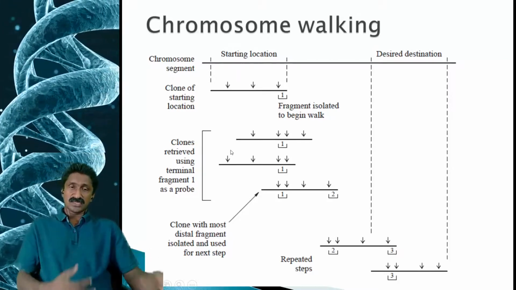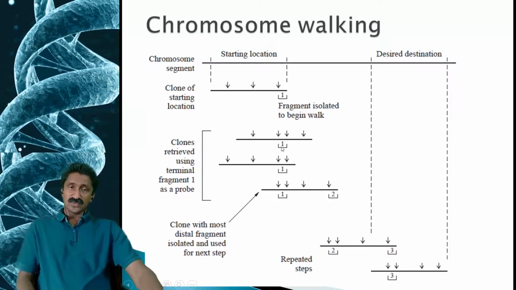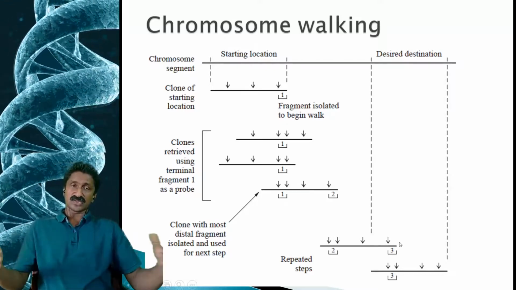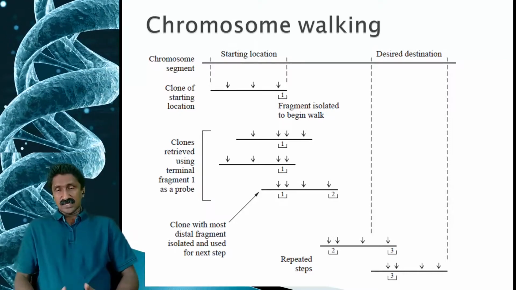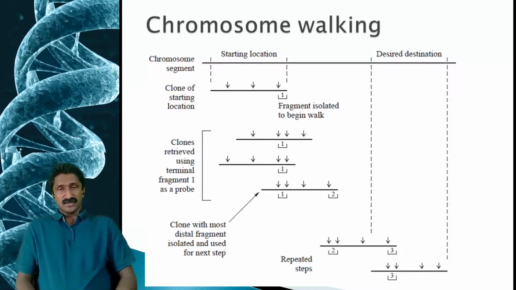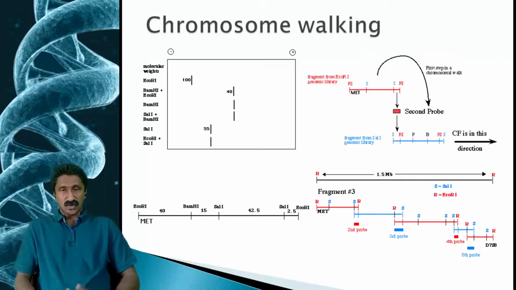So by a stepwise process, you can identify the clones with overlapping fragments so that you can construct the entire length of the chromosome. Or the desired length of the sequence can be identified. So this process is known as chromosome walking.